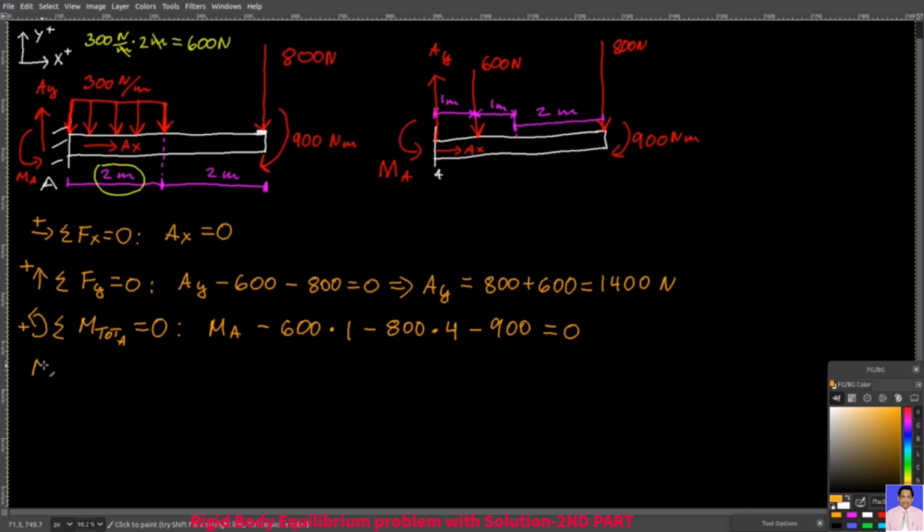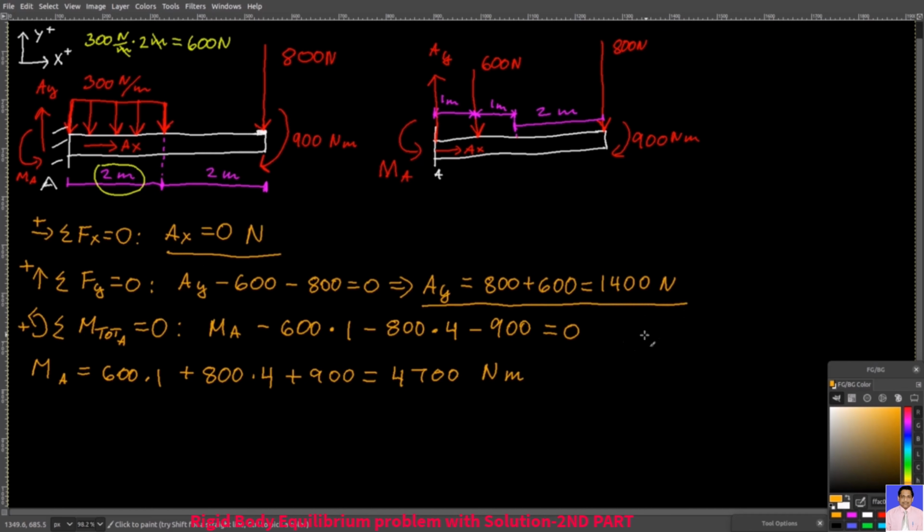And so from that, you can see that MA equals 600 times 1 plus 800 times 4 plus 900, and that's 4,700 Newton meters. And there you have your answers. AX equals 0 newtons, AY equals 1,400 newtons, and MA equals 4,700 Newton meters.